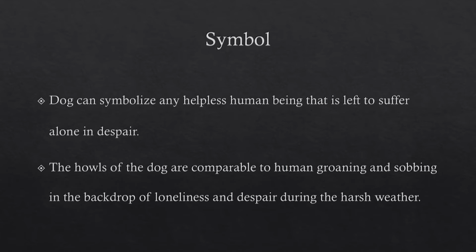Now, dogs can symbolize any human being, and in the case of this particular story, the dog represents anybody who is helpless and who is left to suffer alone in despair. The howls of the dog are comparable to human groaning and sobbing in the backdrop of loneliness and despair during the harsh weather. So the dog, Chennan's dog, is a representative for the entire section of people who are left behind by the powerful to despair in isolation and without any kind of help that would rescue them from their critical situation.